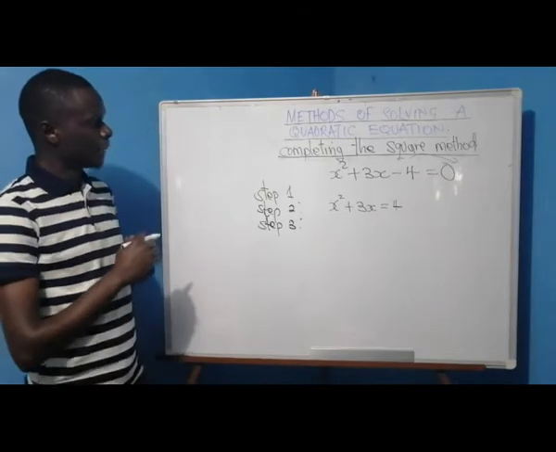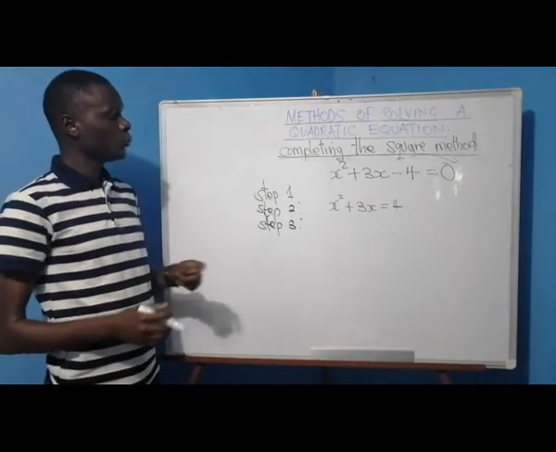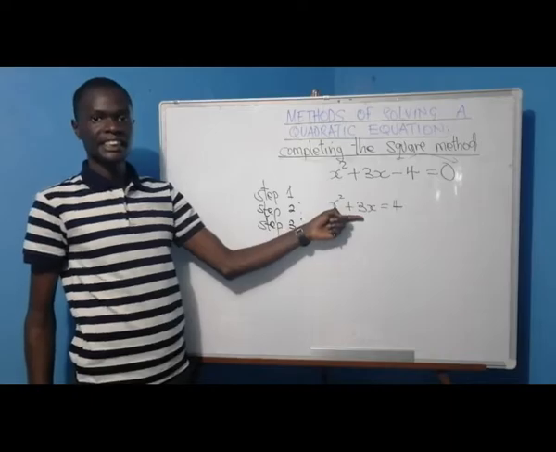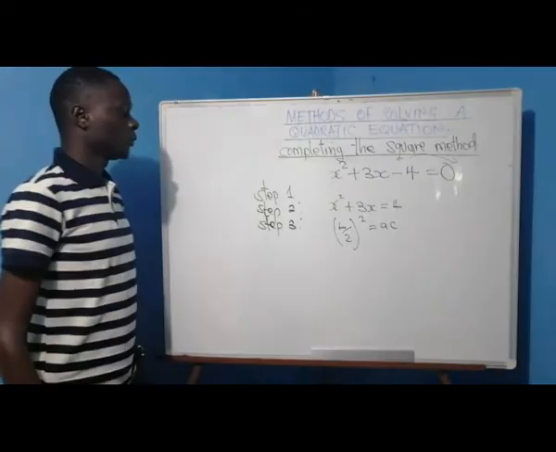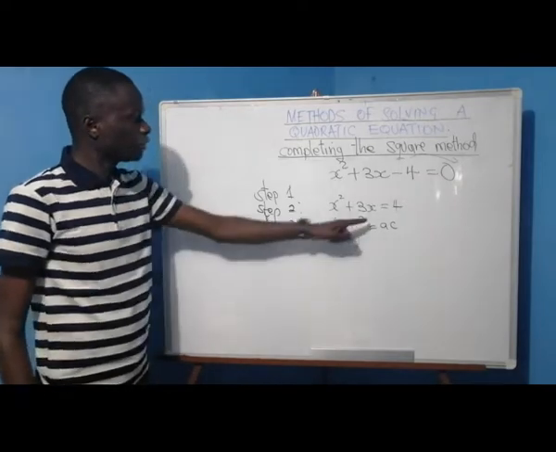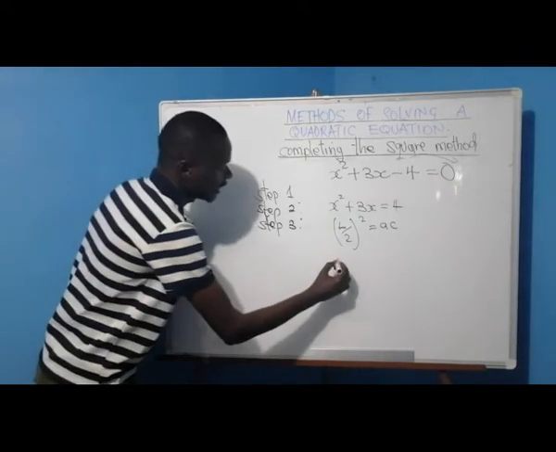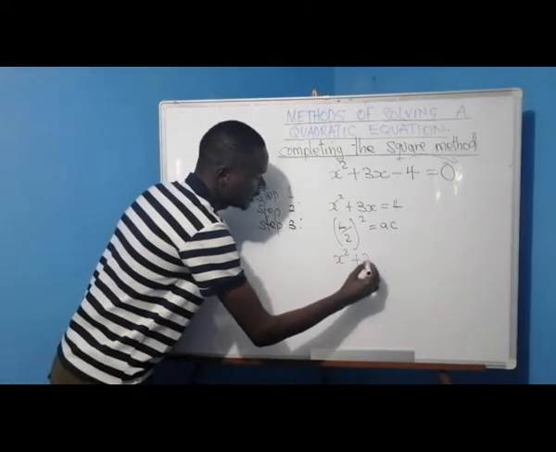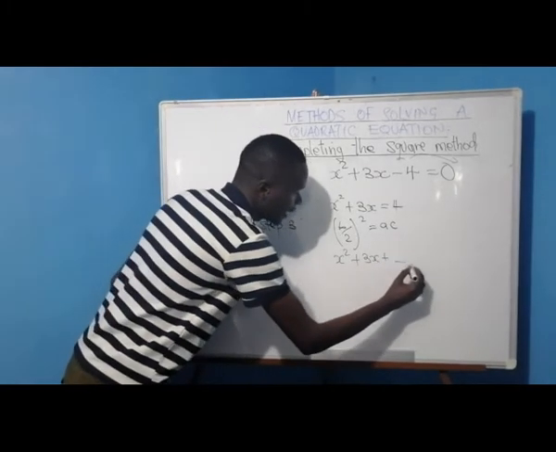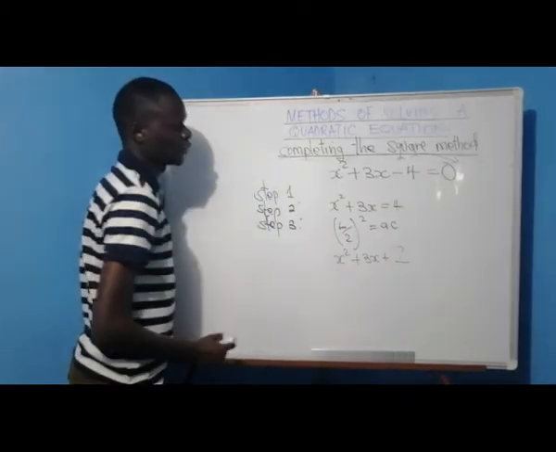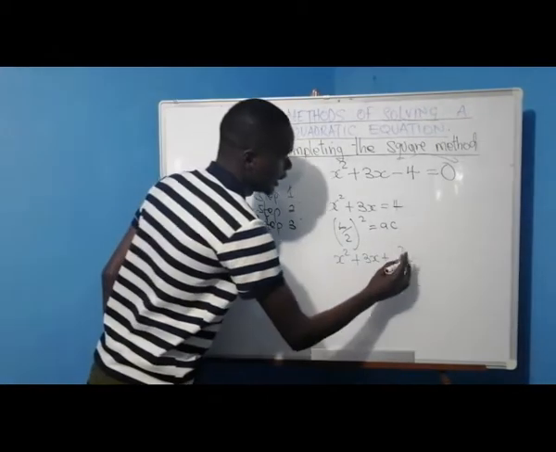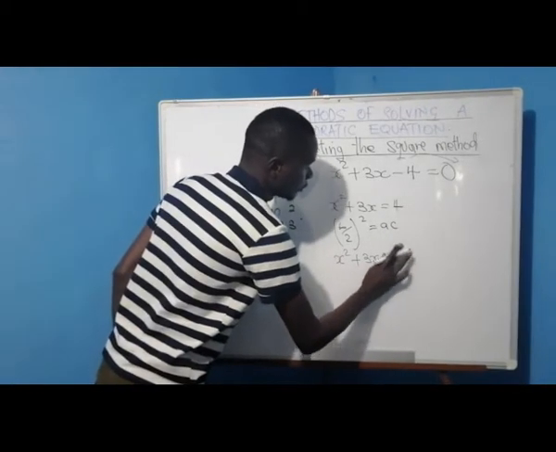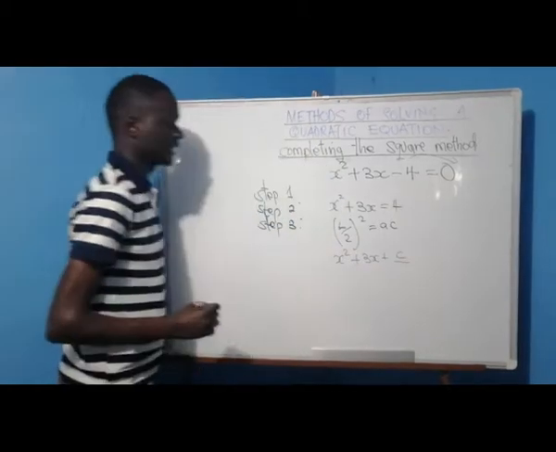In the third step, we have to make the left-hand side of the equation a perfect square. We want to make it a perfect square, so we have to look for a number such that when we add it to this expression, it becomes a perfect square. That number we are going to name as C.